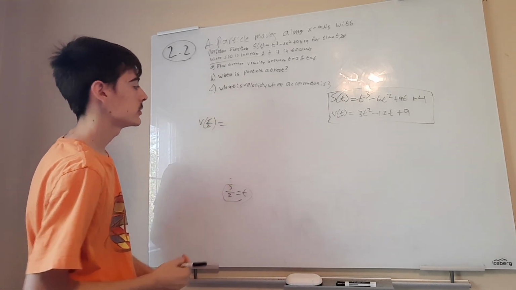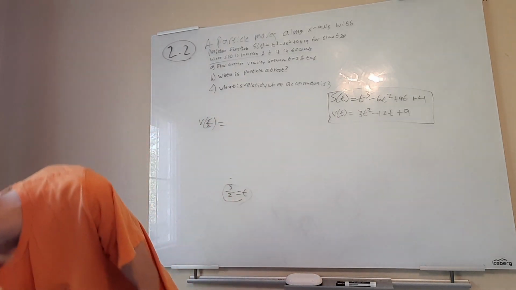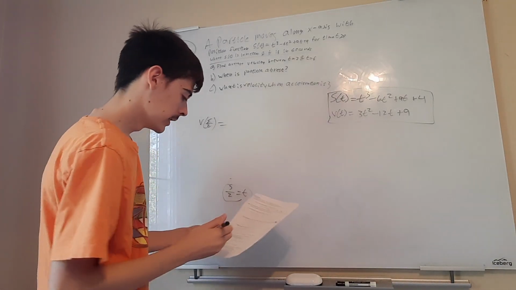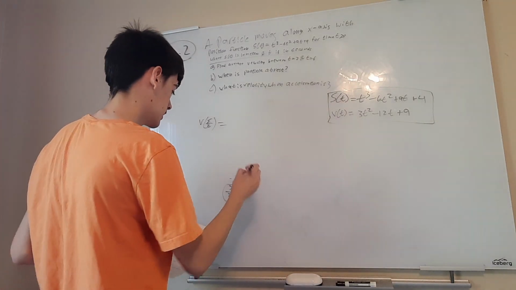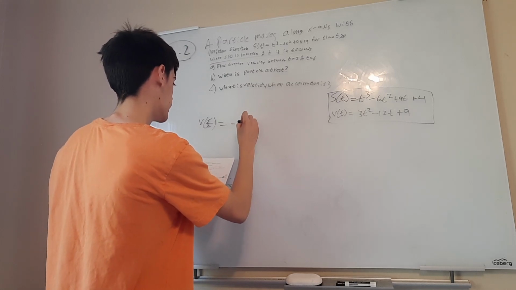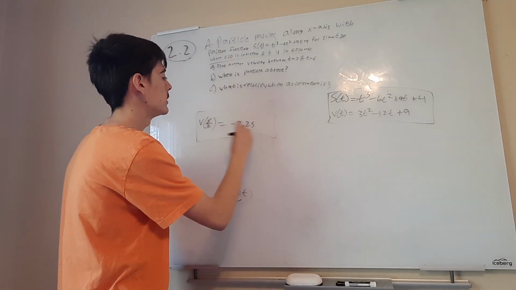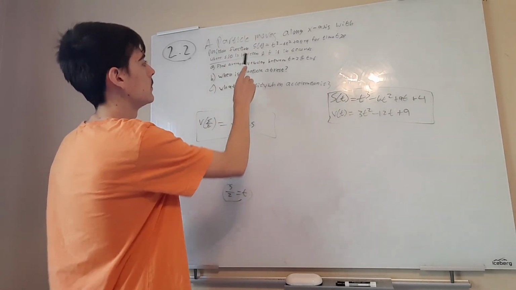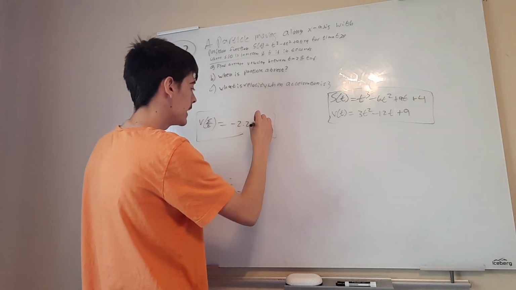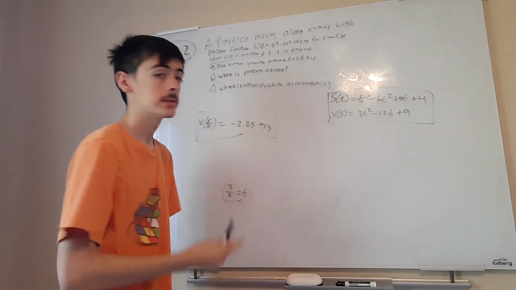And that is also, again, calculator active stuff. So let me just see what our answer is right here. And this is going to be about negative 2.25. And that's pretty much our answer. If we wanted to do units again, remember this is with meters and seconds, so it's just going to be negative 2.25 meters per second.